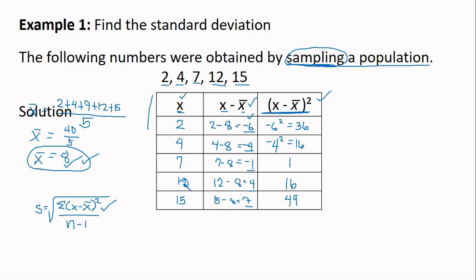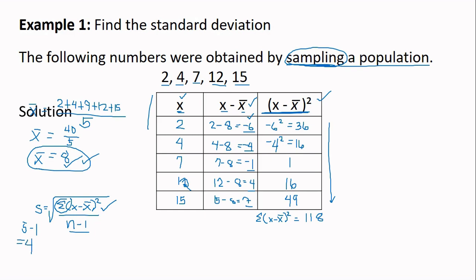So what we will do is the summation, meaning we add everything from top to bottom. So this would be the summation of x minus x mean quantity squared. We total everything and the answer is 118. And for your n minus 1, class, we subtract 1 from the number of the sample population, which is 5. That will give us 4.